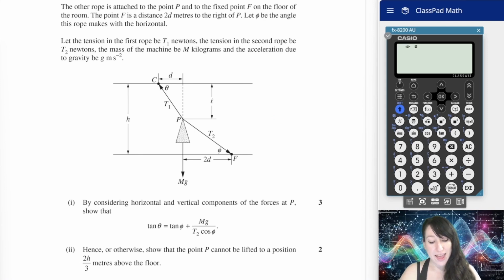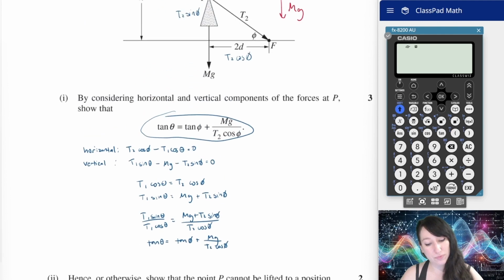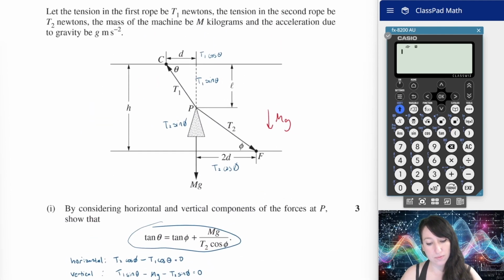Part 2. Hence or otherwise, show that the point P cannot be lifted to a position 2h over 3 meters above the floor. So let's draw a diagram to represent what would happen to P as it's lifted above the floor.